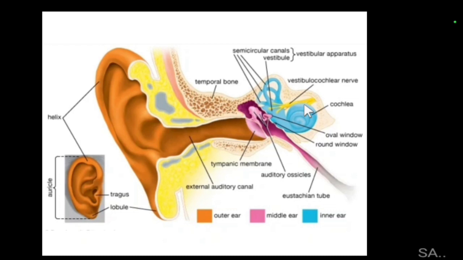Beside this, we have the vestibulocochlear nerve, which bifurcates and gives rise to the vestibular nerve that is related to the vestibular apparatus. It is involved in carrying balancing signals, while the other nerve is the cochlear nerve, or the auditory nerve. So this is involved in hearing.